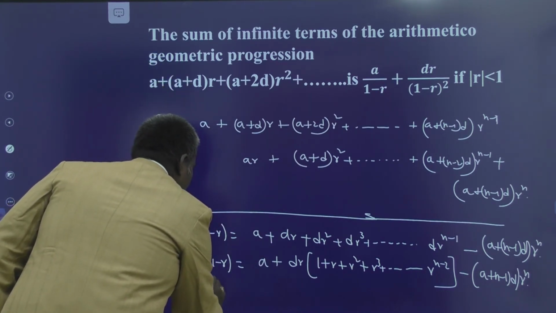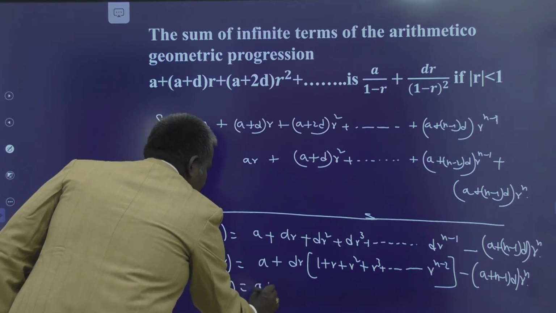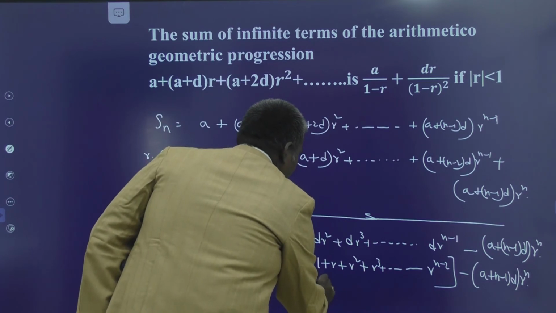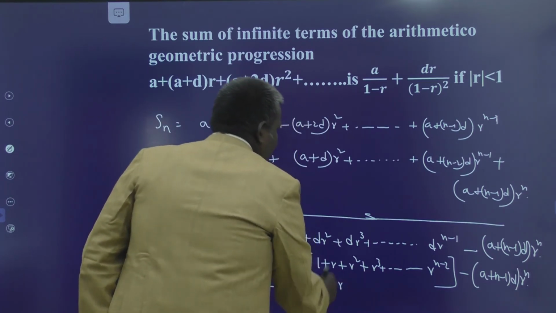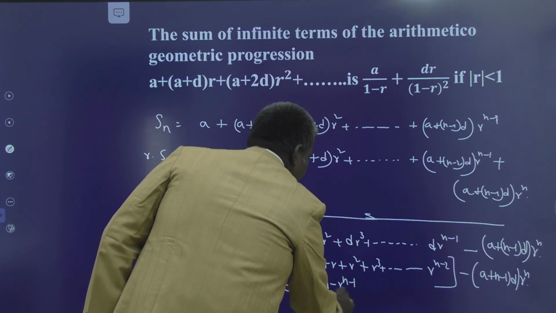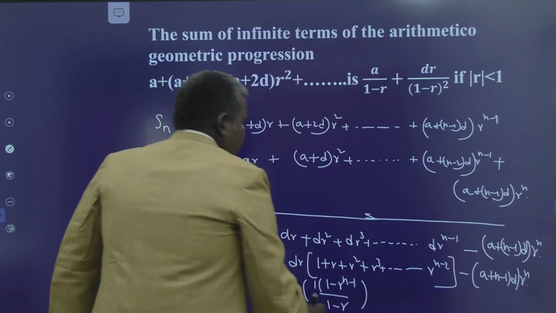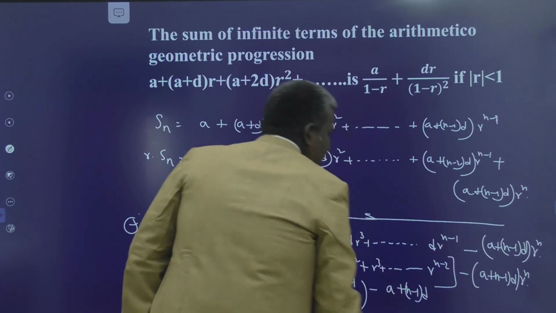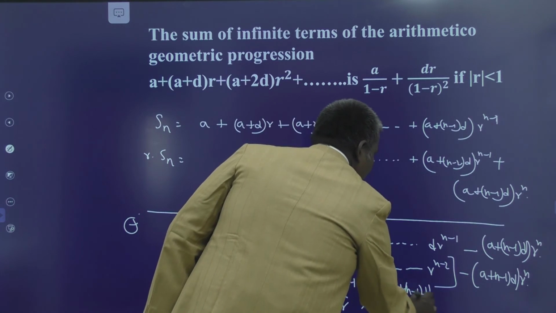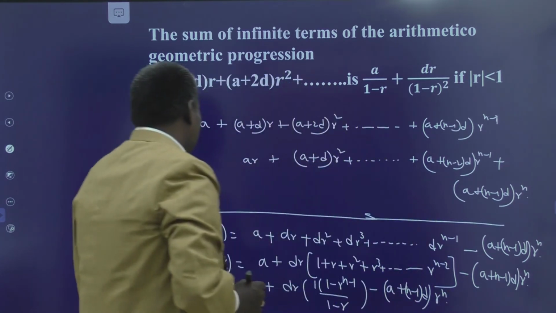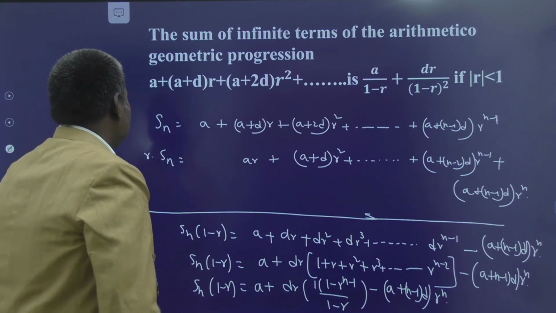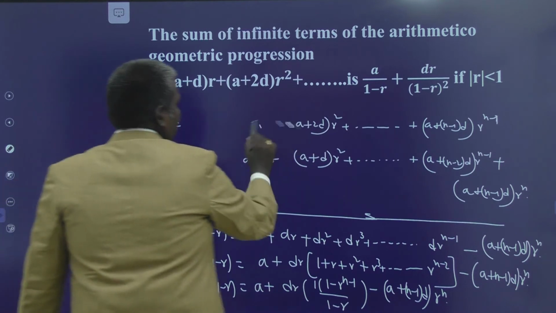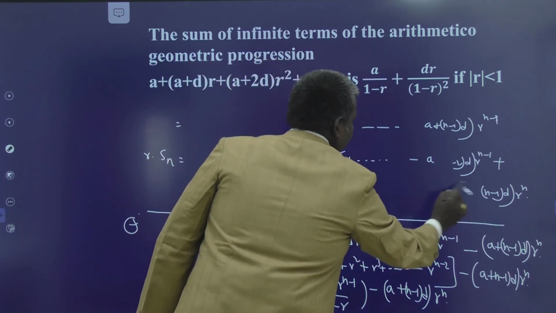So Sn into (1 minus R) is equal to A plus dr into, what is the formula? 1 into (1 minus R power number of terms, n minus 1) by (1 minus R), minus (A plus (n minus 1) into D) into R power n. So can I write the Sn value or not? We can easily write the Sn value. I am going to erase this one.